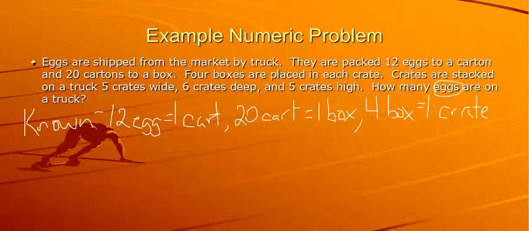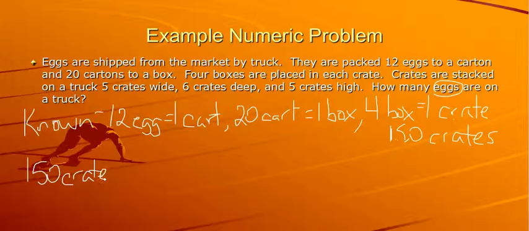So this is my unknown. I also know the number of crates. 5 times 6 times 5 gives me the number of crates, which is 150. Okay, so that's my knowns. Again, I try not to start with an equality, so I would start with the crates, which I have 150 of those.